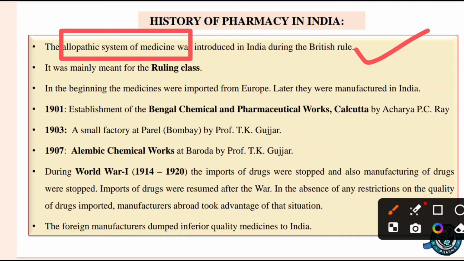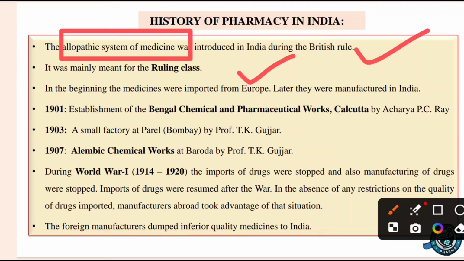That medicine was meant only for the ruling class family. What do you mean by ruling class? Ruling class means those people under party politics, or those people who control the society. Only that type of people used the allopathic system of medicine, not everyone. In the beginning, the medicines were imported from Europe. Later, they were manufactured in India.